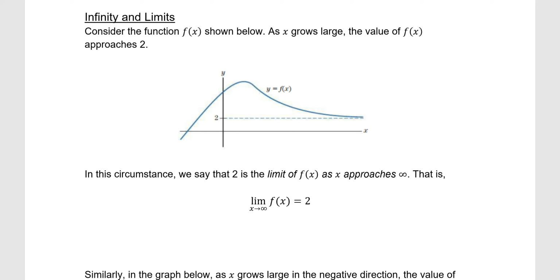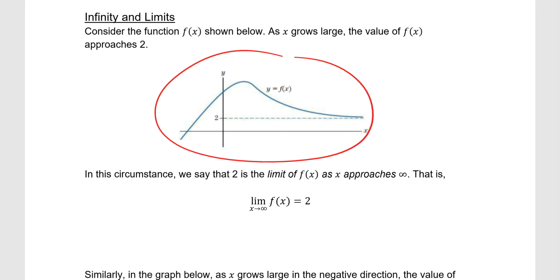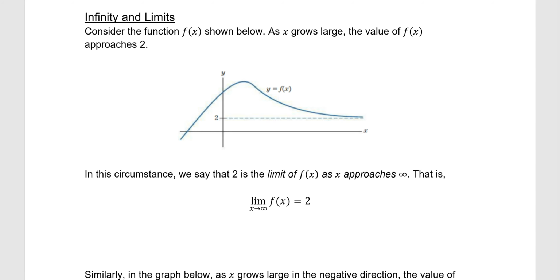Okay, and then the last concept for this section is limits involving infinity. Let's say we have this function that's shown right here, and notice that as x is getting larger and larger, the function value is approaching 2. It's getting closer and closer to 2, which we say is getting asymptotically close to 2. So what we would say in this case is that 2 is the limit of f of x as x approaches infinity.